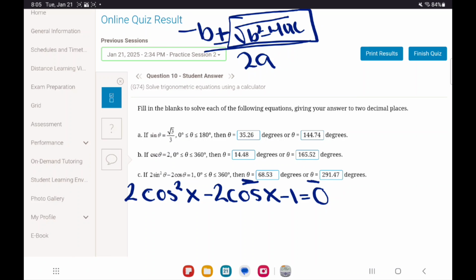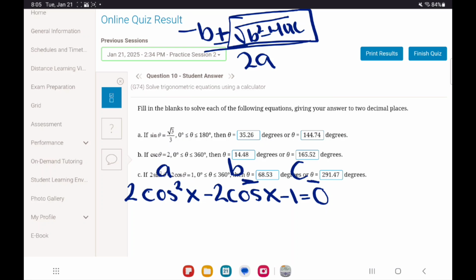Okay, so for the people who don't know, this is a, this is b, this is c. The negative 1 is c, minus 2 cosine x is b, and 2 cosine squared x is a. For this, we don't use the cosines, we ignore them, we just look at the numbers. So let's start with this part.